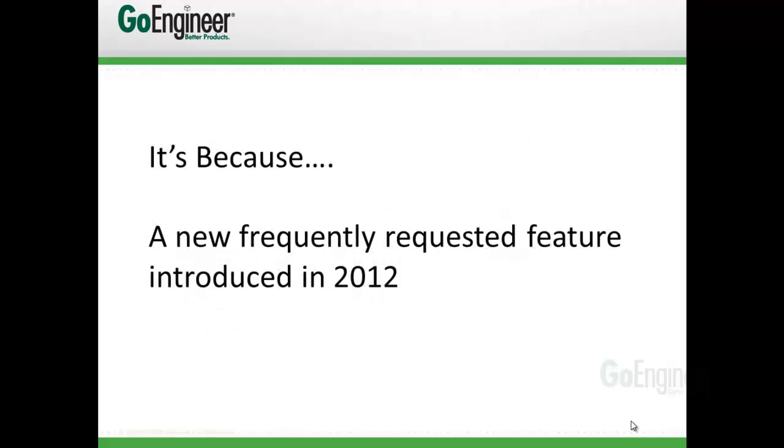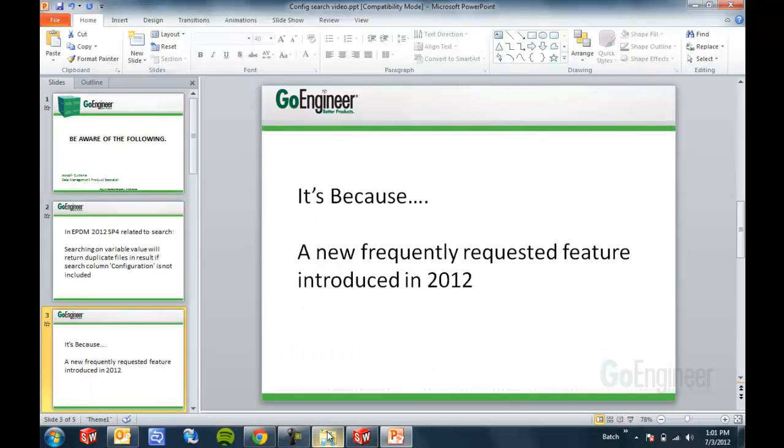Now, this is because a new feature has been added this year that was highly requested, and basically customers just wanted to be able to see which configuration a variable was found in. If they're searching on a variable, they'd like to know which configuration it's found in. So in adding that, there is a little bit of inconsistency if you don't have the configuration column in your search results. So that's really wordy and confusing in itself. So let's take a look at it in the application.